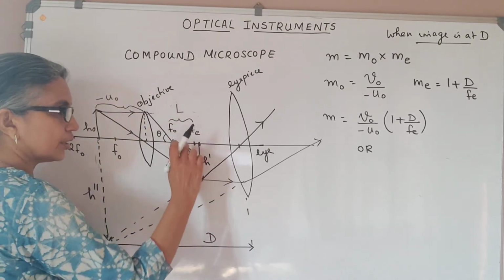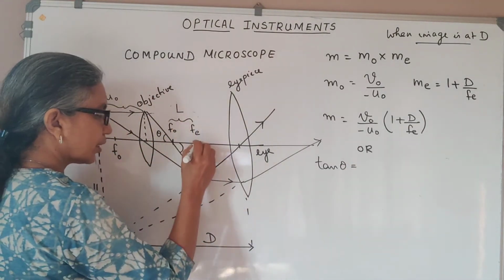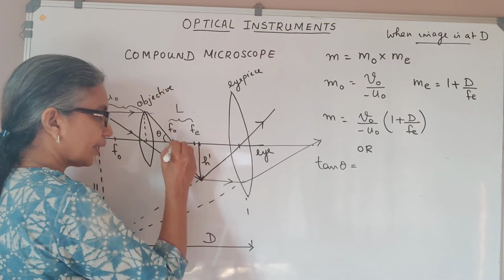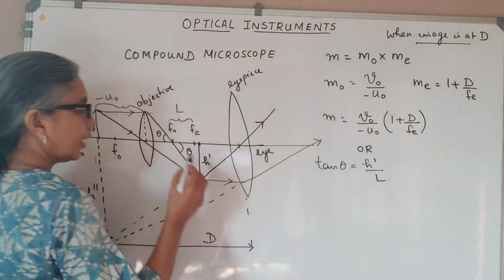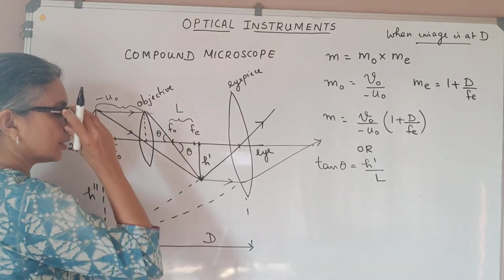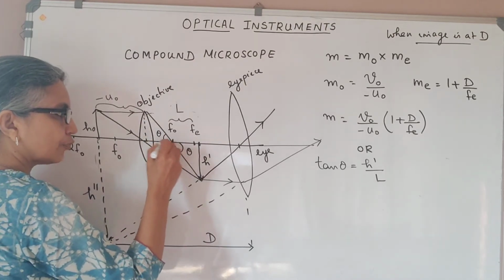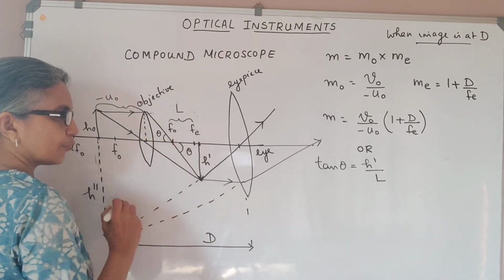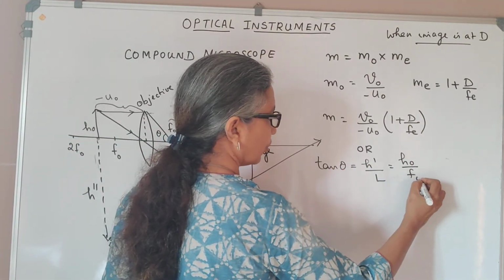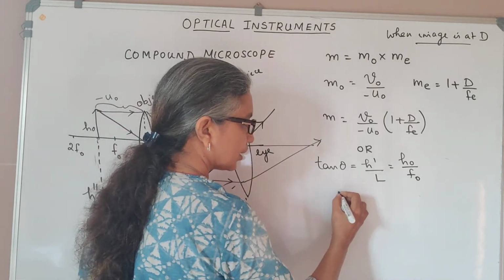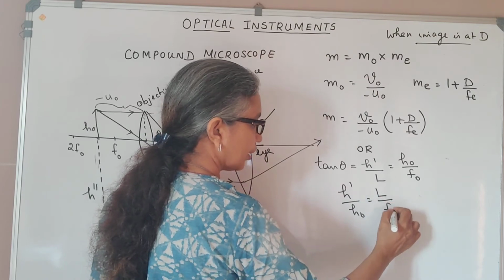So from these two triangles, tan theta, from this triangle here, is opposite side by adjacent side. I may write it as H dash by L. And from this triangle, this height is HO, and this is the focal length here, from here to here. So I may write this as HO by FO. Or I may rewrite this as H dash by HO is equal to L by FO.